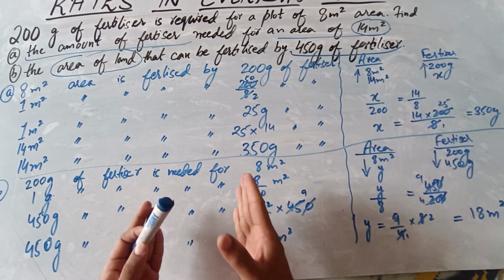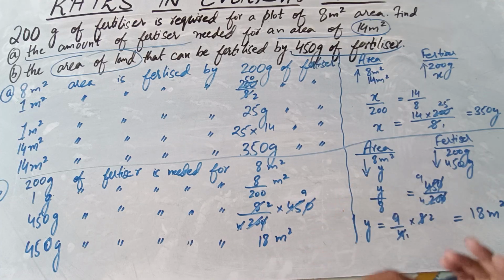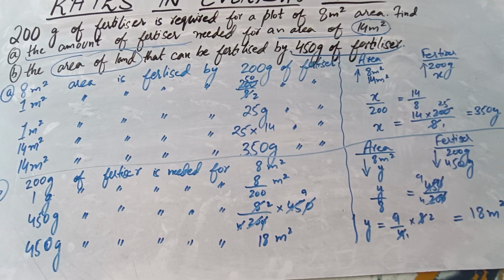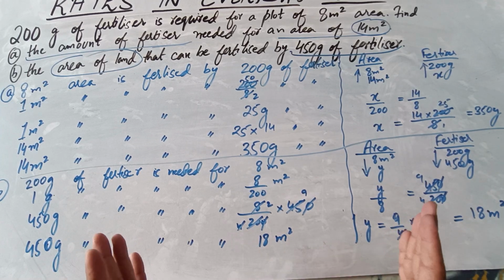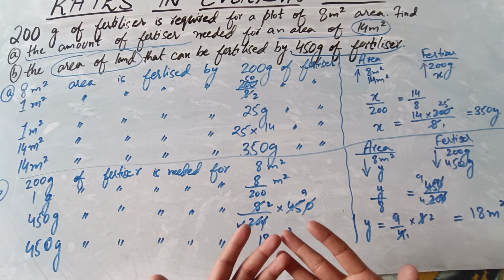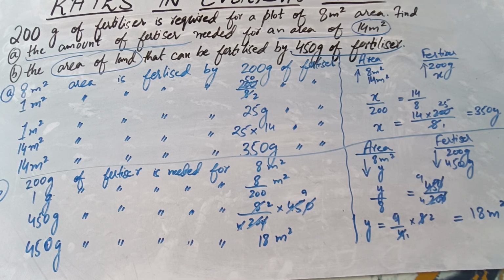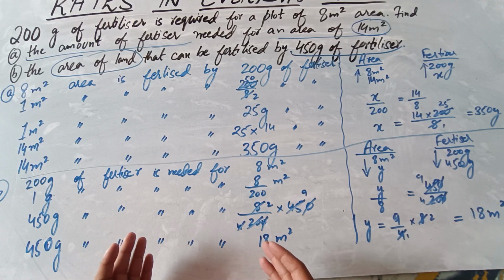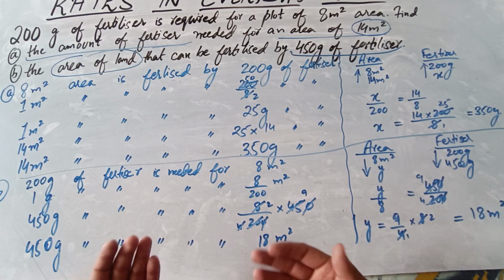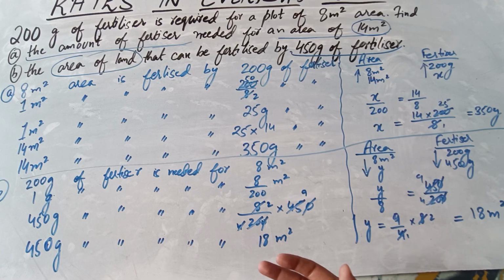So this is the unitary method and this is the proportion method. I hope you have understood both the methods and both the techniques. We will discuss the proportion method separately in another chapter and in another class, because it is a completely different topic, and great questions can be done with the proportion method also easily.